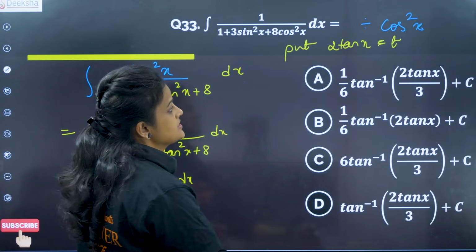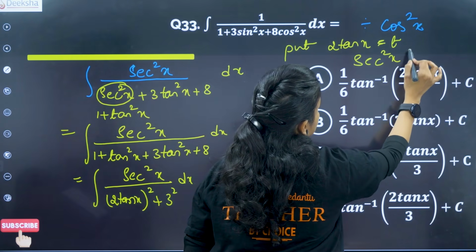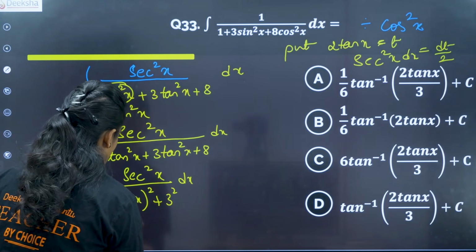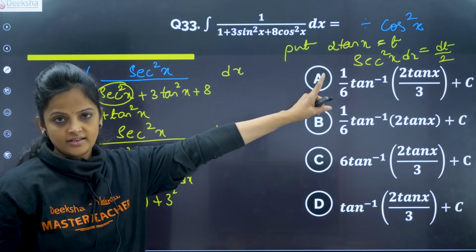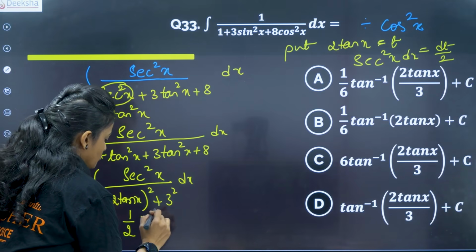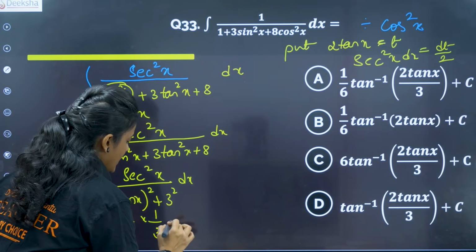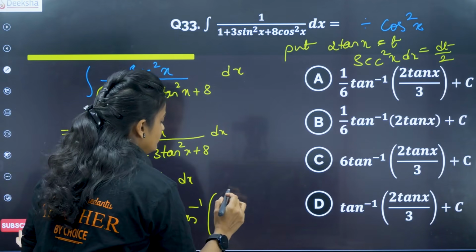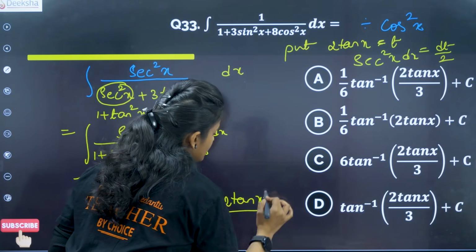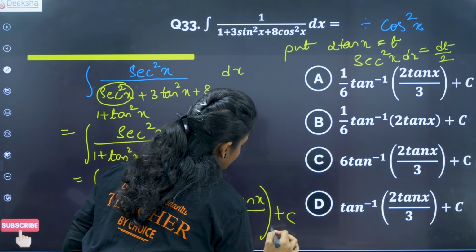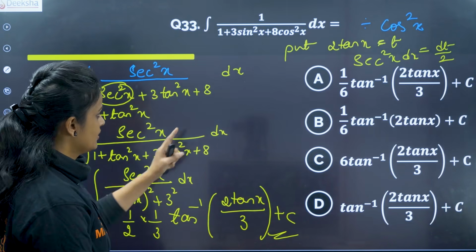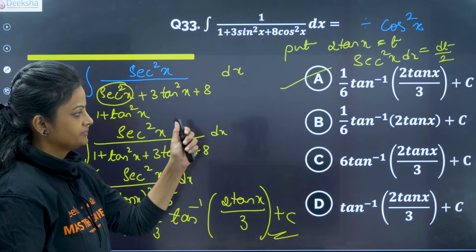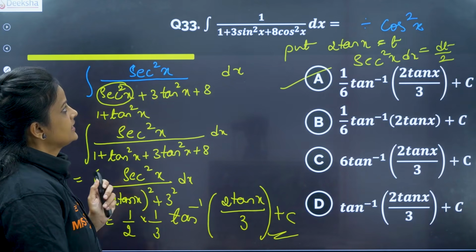Correct. So 2 times secant squared x dx, I take that as dt by 2. Correct. So the integration of this directly, 1/2 is already outside. From here I am taking the a value. So 1/a, right, tan inverse of t by a. So the t value, the substitution, divided by a is 3. So see which option is giving you this. Which one has it? 1/6 we have tan inverse of 2 tan x divided by 3. Okay. So that is your 33rd question.